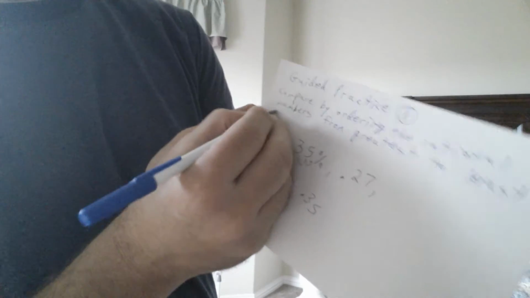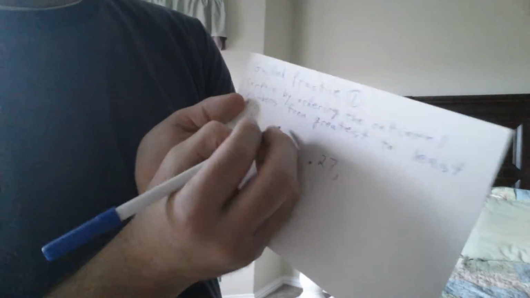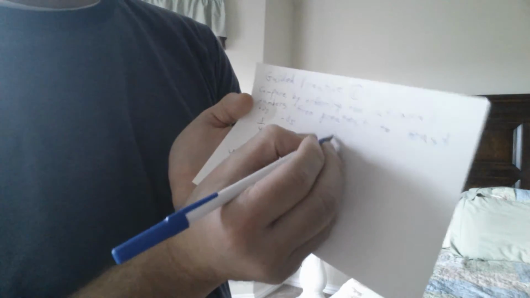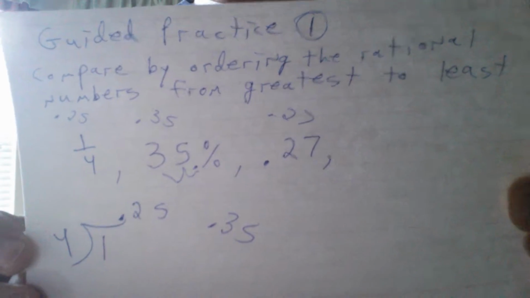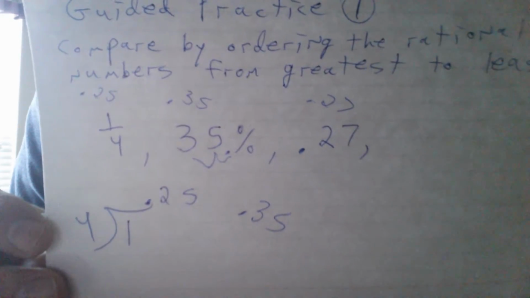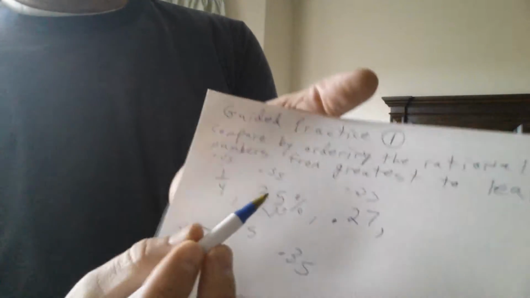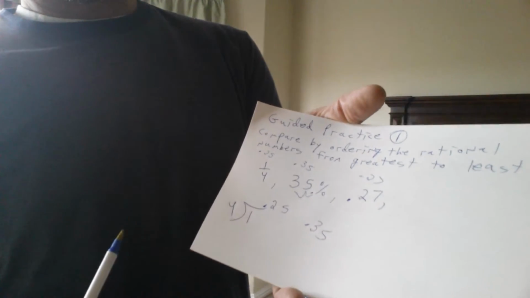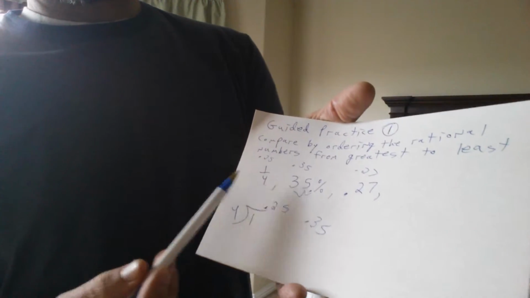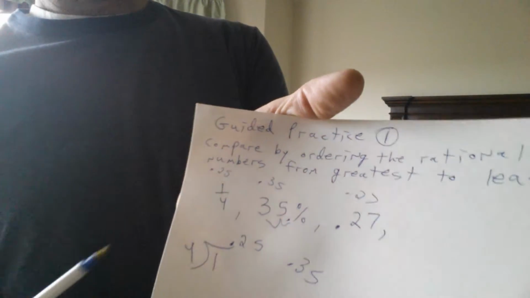This one is 0.25. This one is 0.35 or 35 hundredths. And this one is 0.27. Make sure they all have the same number of digits, 2 digits. And now we can compare which one is the greatest, 35%. Which one is next, 27 hundredths. And the smallest, 1/4. So we would put them in the proper order.